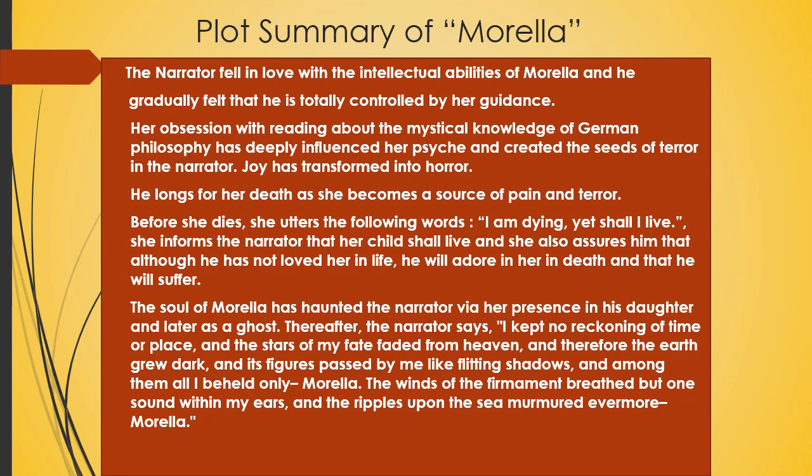One evening, she called the narrator and told him in a prophetic tone, "I'm dying, yet I shall live." She also informed him about the upcoming child and the fact that he will live in a state of sorrow and suffering. The fourth and the last phase actually depicted the state of sorrow and the tragic ending.